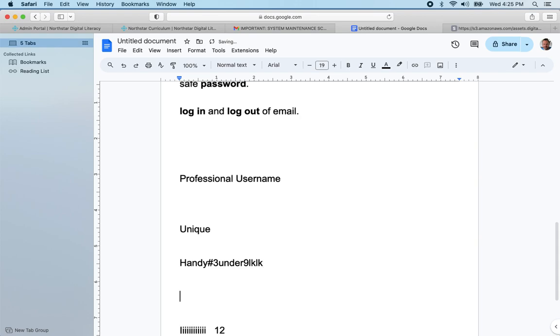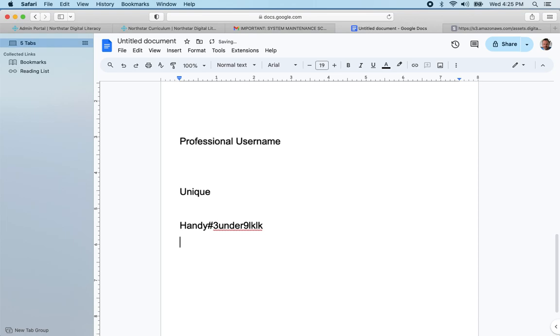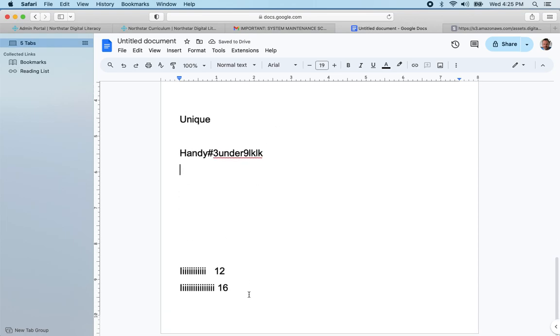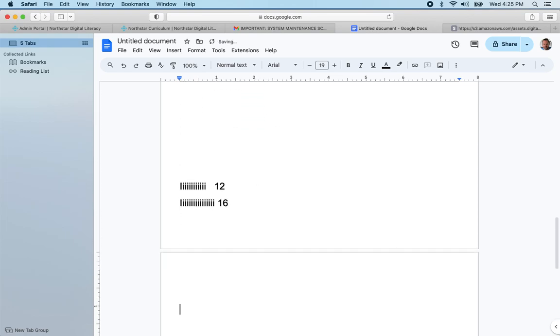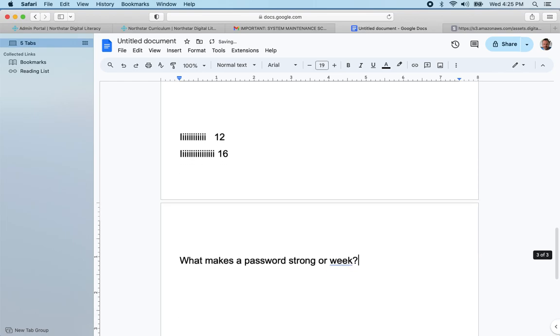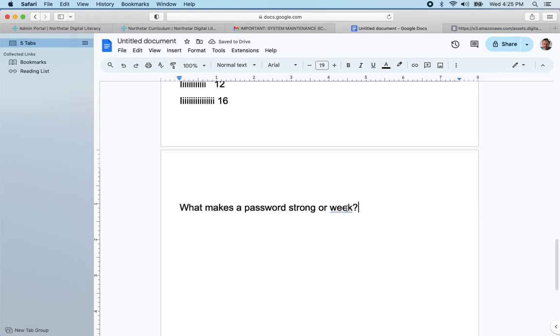Okay, so I have a question for you. Scroll down a little bit. What makes a password strong or weak? Okay, so talk to a partner about it. Not weak, this week.